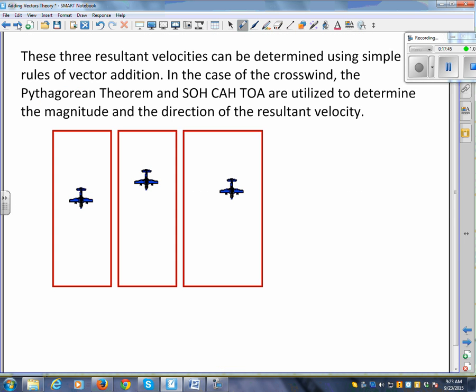These 3 resultant velocities can be determined using simple rules of vector addition. In the case of the crosswind, the Pythagorean theorem and SOHCAHTOA. Did everyone learn it in grade 10?